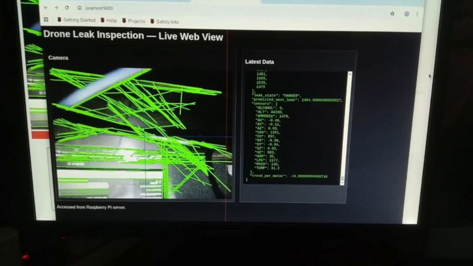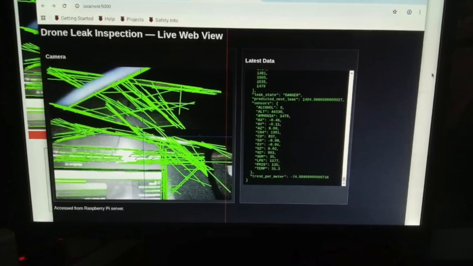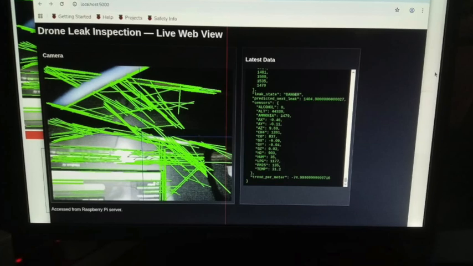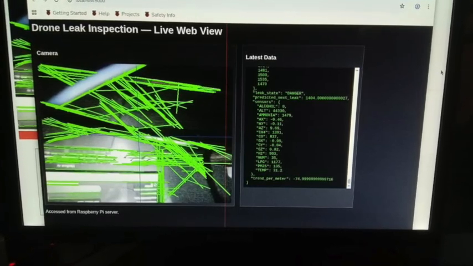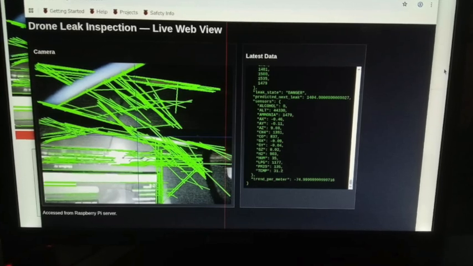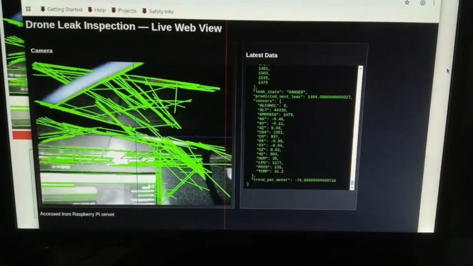This technology can be deployed in all oil pipelines, water treatment pipelines, underground sewage lines, chemical factories, mining tunnels, and even nuclear waste facilities. Basically, anywhere that human inspection is difficult, dangerous, or inefficient.